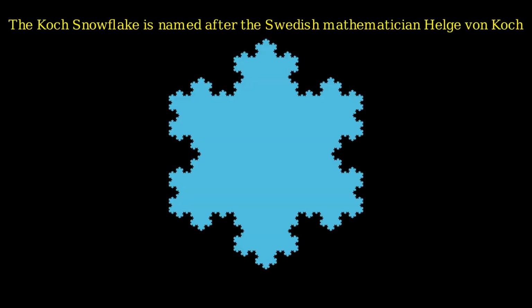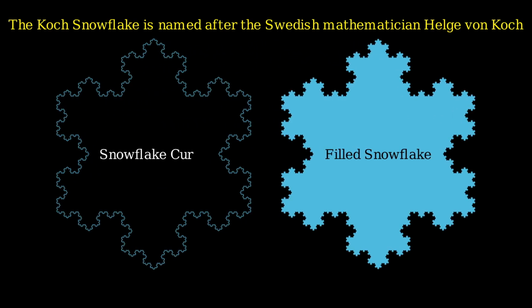The Koch snowflake is named after the Swedish mathematician Helge von Koch, who in 1904 described a curve with very special properties. The word snowflake is often used to refer to two slightly different versions. There is the filled snowflake, shown here, and there is also the boundary, sometimes referred to as the snowflake curve.